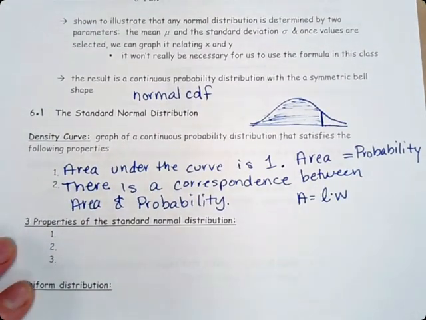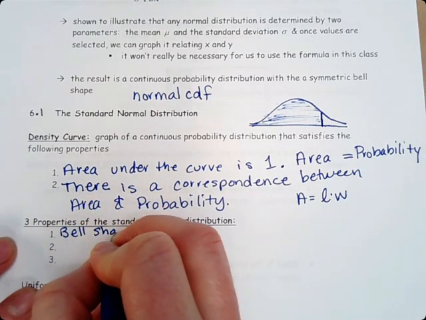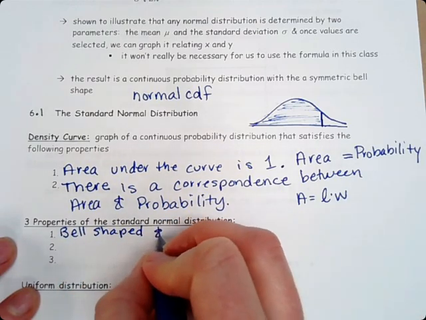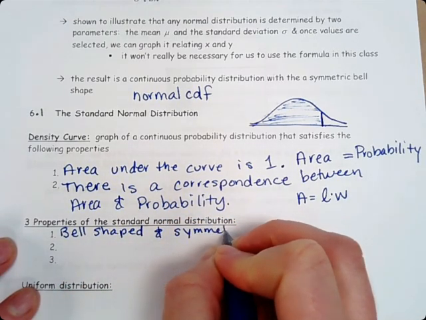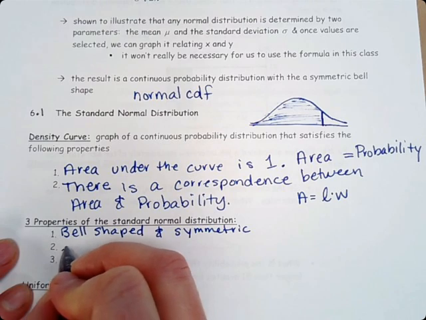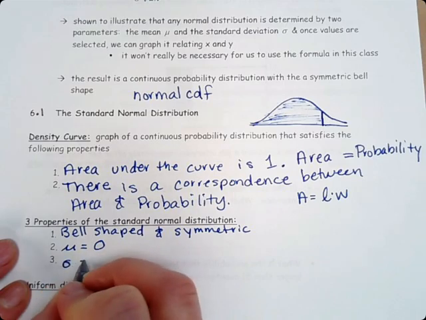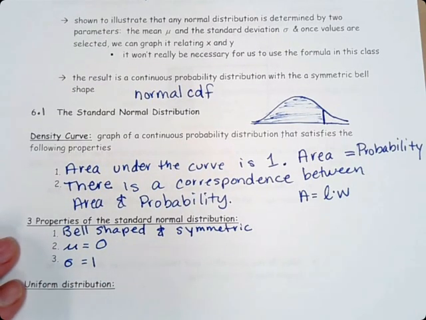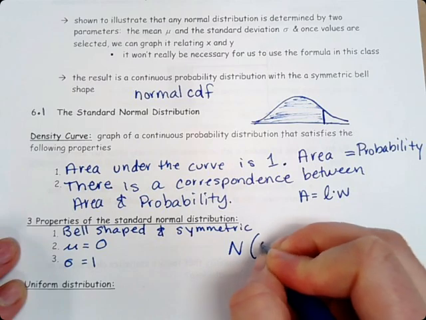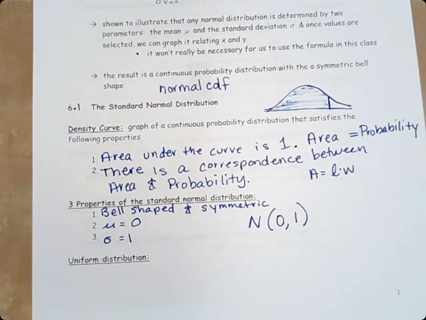There are 3 properties of the standard normal distribution. So one of them is it's bell-shaped and symmetrical. So that is dealing with the shape. And the mean is 0, and the standard deviation is 1. So this could be written as N(0,1). That's how you would represent saying that's a normal distribution. 0 is your mean, 1 is your standard deviation.